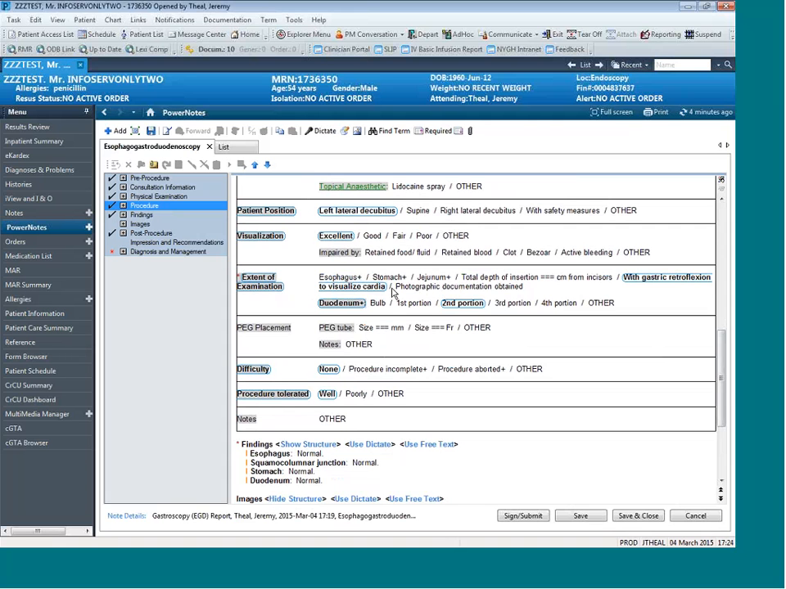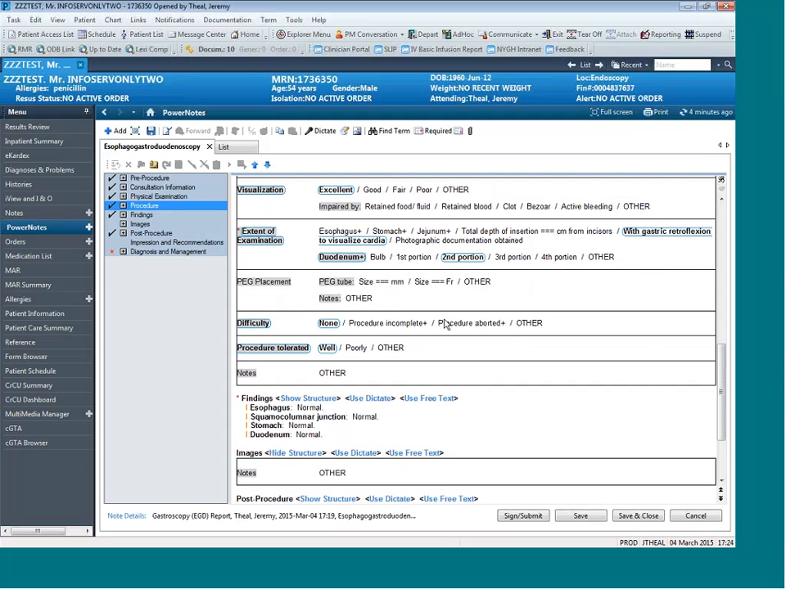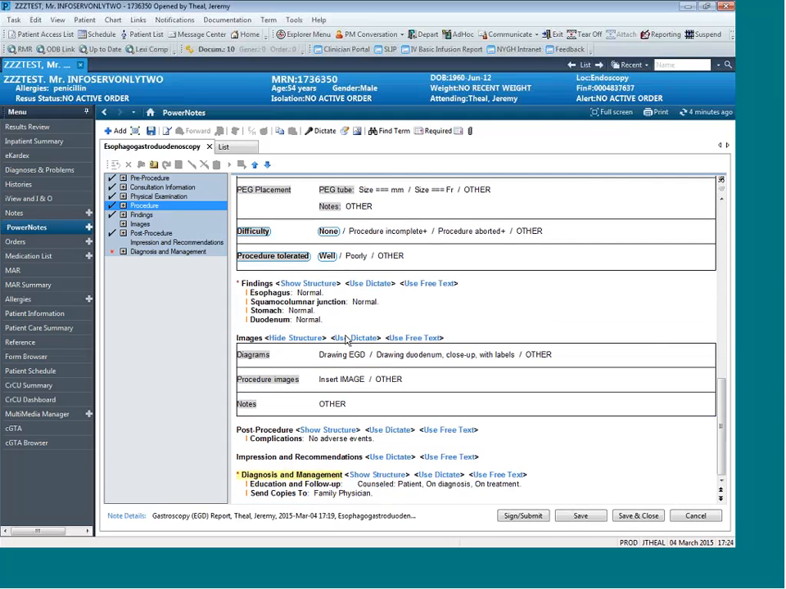The visualization was excellent. I filled in most of these terms again because this is typically what I find when I do my procedures. I was able to complete the entire examination to the second portion of the duodenum, which is pretty standard for a gastroscopy, and there were no difficulties.